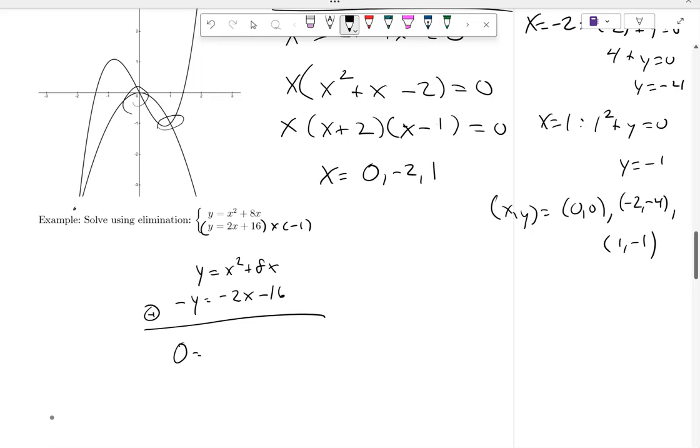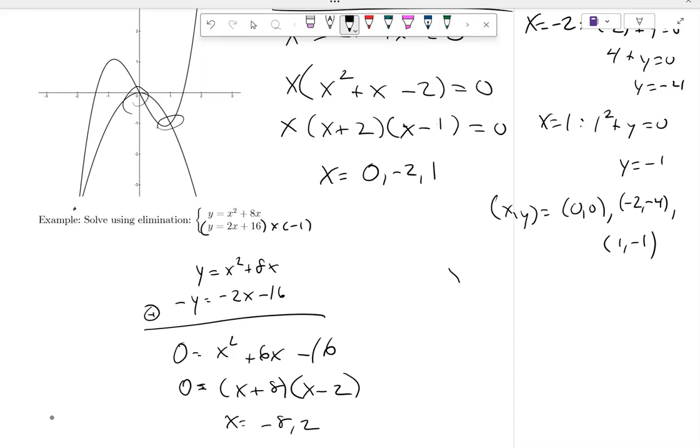What are we left with on the right-hand side here? You got minus 2x plus an 8x. And if we combine, we get a plus 6x and a minus 16. Does that factor? Yeah. How can we factor it? x, plus 8 and a minus 2. Yeah, good. So x is negative 8 and 2. And then again, we'll take these and plug them back into one of the two equations. It does not matter which. You should get the same answer in either one, right?